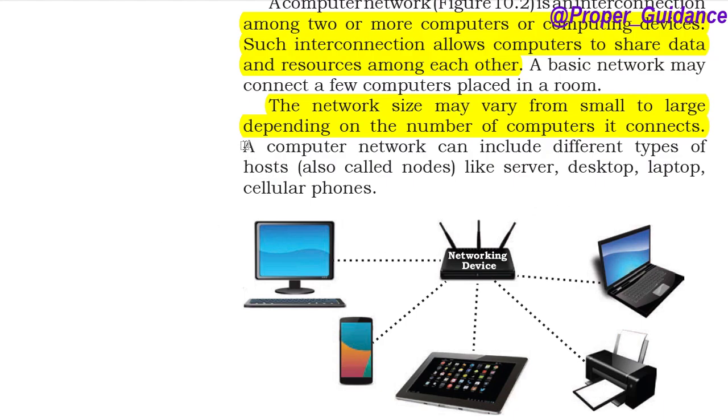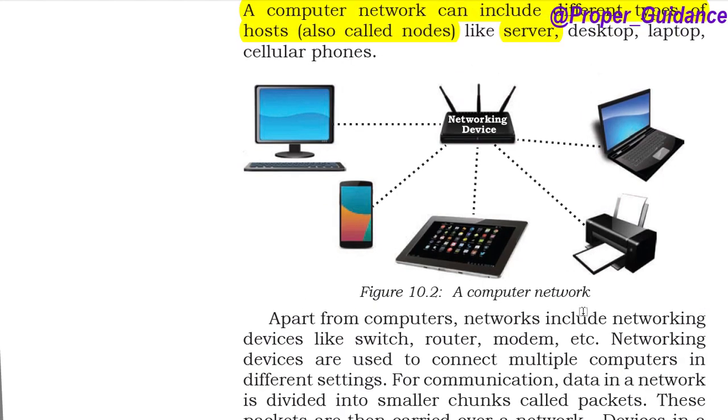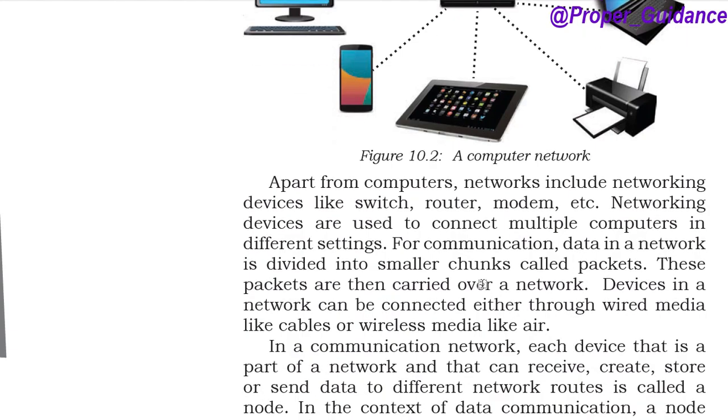Okay, a computer network can include different types of hosts, also called nodes. Like there may be a server computer, desktop, maybe laptop, or maybe cellular phones. Okay, so this is the very basic concept of a network and especially a computer network. Clear? Apart from computers, networks include networking devices like switch, router, modem, etc. These terms are also very familiar nowadays. That modem, what is the usage of modem? Router, you can see a router in a computer lab. Okay, so networking devices are used to connect multiple computers in different settings.